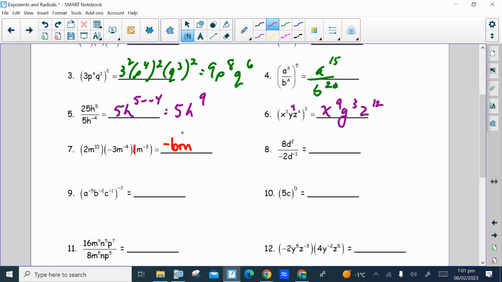Stays the same. So you're going to add the 10, the negative 4, and also the negative 3. So that gives us negative 6m. 10 plus negative 4 is 6, and 6 plus negative 3 is positive 3. That's where I'm at right now.